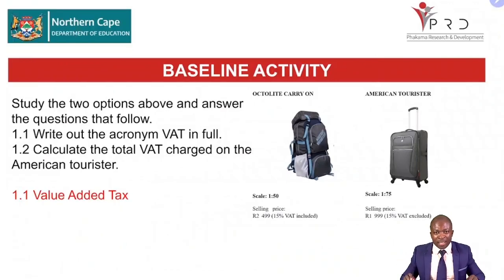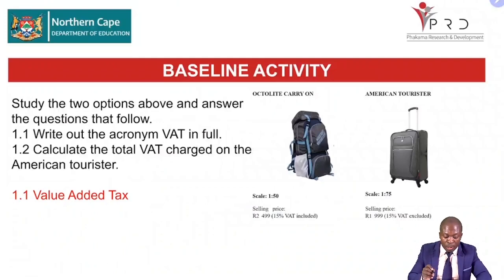Welcome back, my learners. Let's look at our questions again. The first one says, study the two options above and answer the questions that follow. In this case, alongside, because we had to shift the images. So we have the first image, which is talking about the Octotile carry-on. Then the second image for this bag is American Tourister. But the key point that I wanted you to look at is question number one.